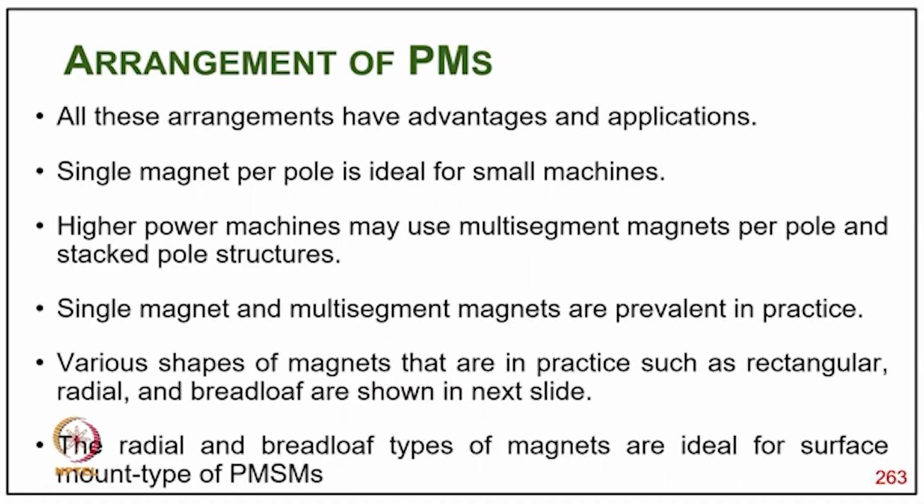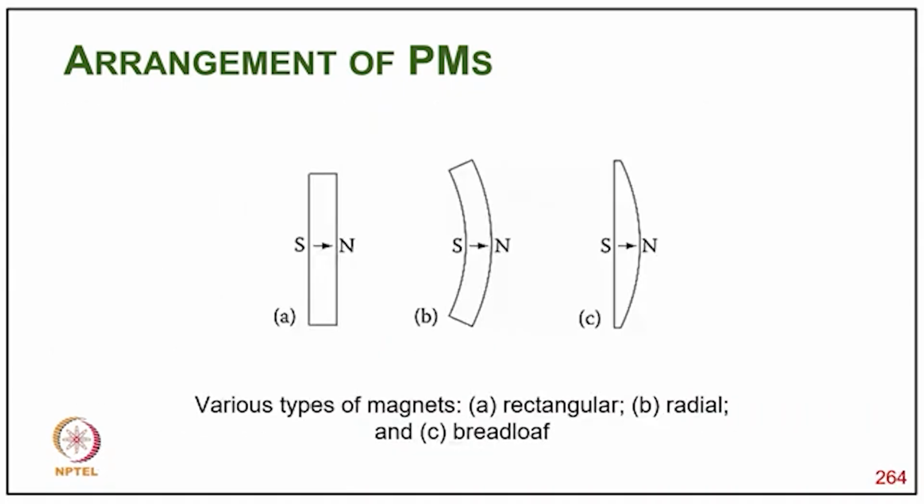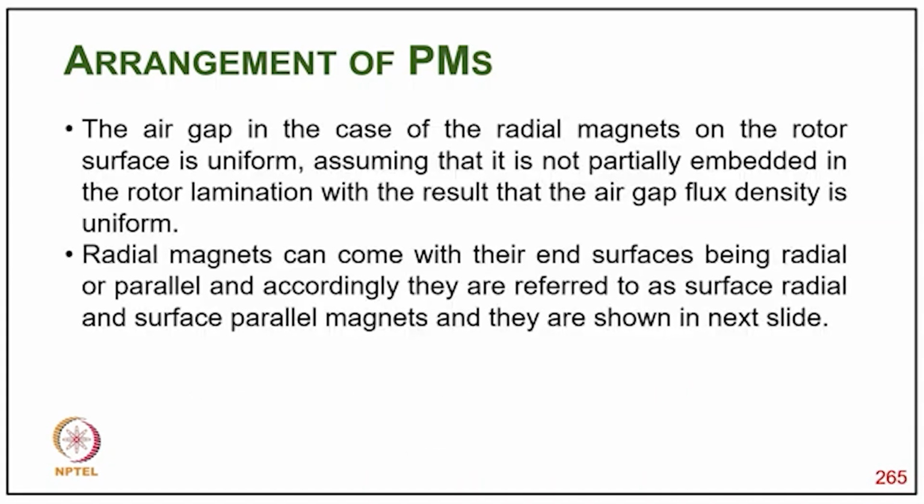Single magnet per pole is ideal for a small machine. However, larger machines may use multi-segment magnets per pole and the stacked pole structure. Single magnet and multi-segment magnets are prevalent in practice. Various shapes of magnets that are in practice, such as rectangular, radial and bread loaf, are shown in the next slide. Radial and bread loaf types of magnets are ideal for surface mounted type of PMs. As you can see, this is how the various types look: rectangular, radial and typically the bread loaf.